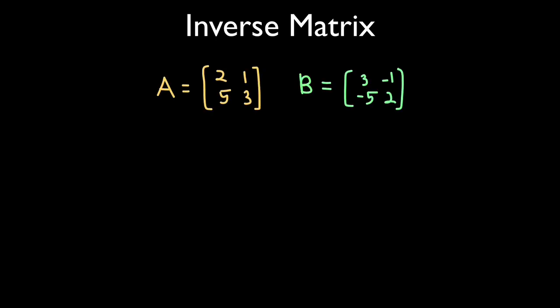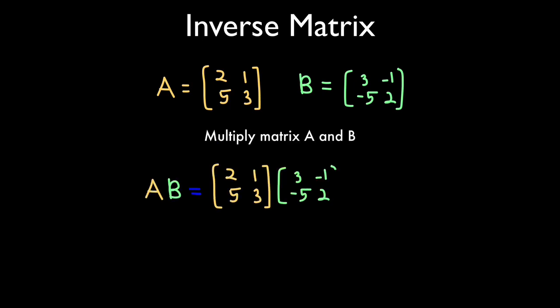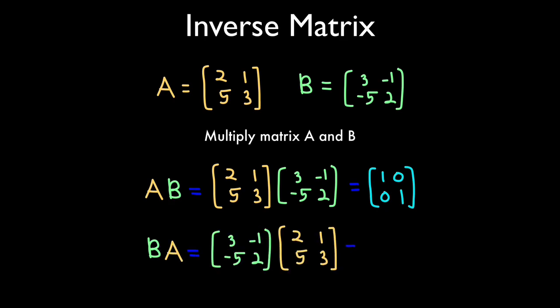Hello everyone, today we will learn about inverse matrix. Let's say we have two matrices, matrix A and B. If we multiply both matrix A and B, we will get the identity matrix. This shows that matrix A is an inverse of matrix B and matrix B is an inverse of matrix A.